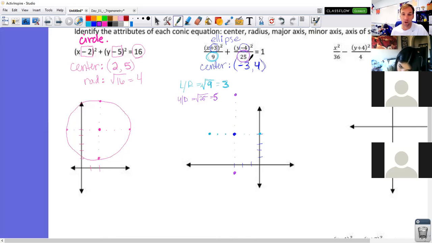Okay? So the numbers in your denominator, when you square root them, that tells you the distance you should go from your center in the direction of the letter under which they are. Okay, so we have a 25 underneath the y, so we go 5 units in the y direction, up and down from your center, and you have a 9 underneath the x, so you go 3 units left or right from your center.